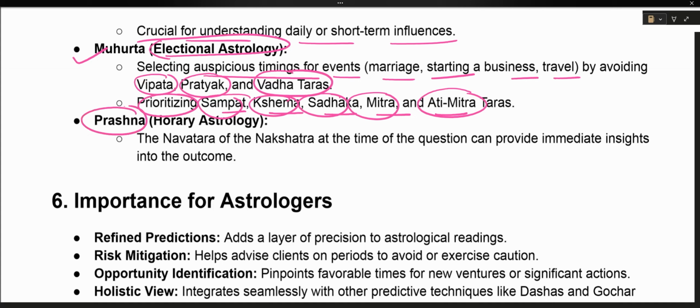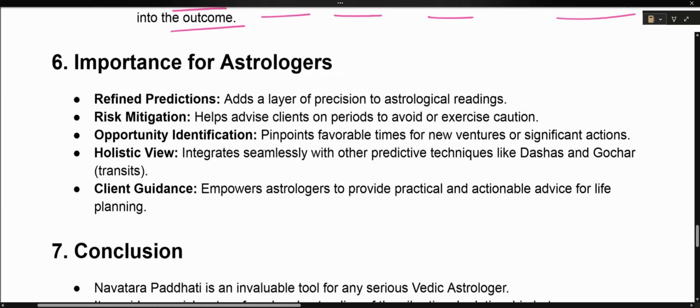Next we have prasna or horary astrology. The Navatara of the nakshatra at the time of the question can provide you immediate insights into the outcome. So what is the importance to the astrologer? This video is dedicated to astrologers who are practicing astrology and need some accurate predictive technique. For timing of events, this method is used to find out the auspiciousness or inauspiciousness of a transit, dasha or muhurta system. This will help you to refine the prediction and to mitigate the risk factor.